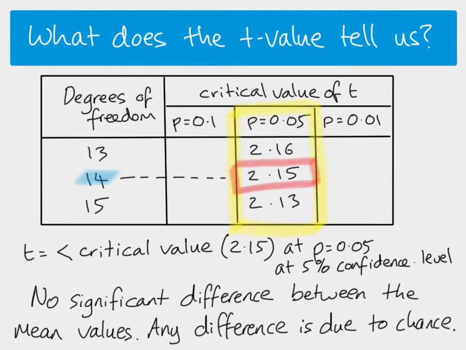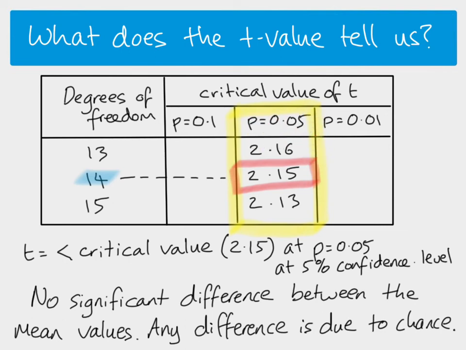Now, our p-value is just a way of saying how confident we are in that result. So we use p equals 0.05 or a 5% confidence level. If you were to use p equals 0.01 or a 1% confidence level, then what you're saying is we are even more confident that there's no significant difference. So as you go down the table, you're basically more confident in your results. So we just have to quote this number here.